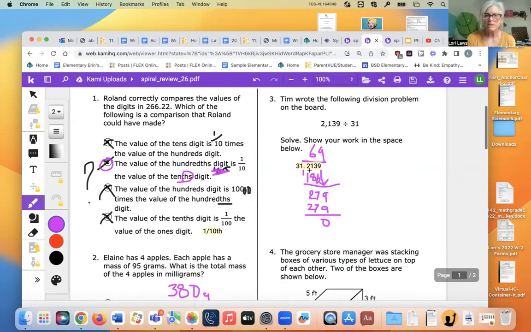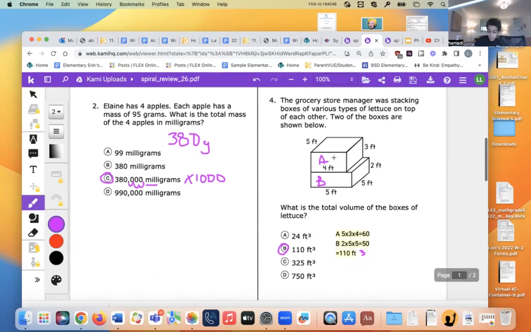So 3, 2,139 divided by 31. I did 31 times 6, which was 186. I subtracted it from 213 and I got 27. Brought down my 9. And then I actually did it 8 times, but then found I was short one. So I went back and changed it to 9. 1 times 9 is 9. 3 times 9 is 27. 279. 0 left over. So 69.